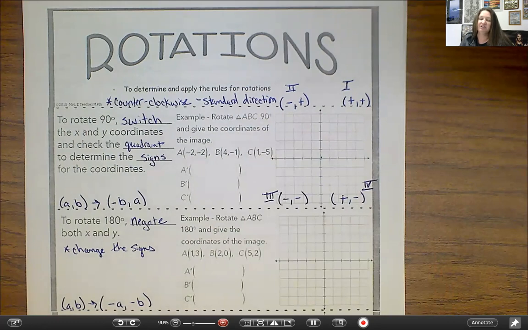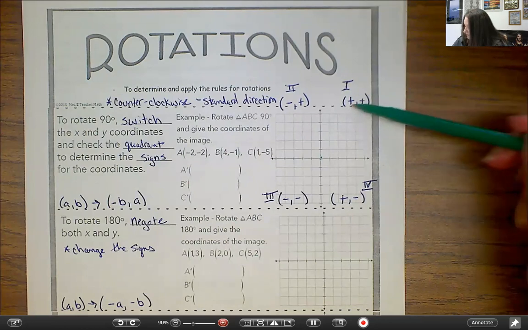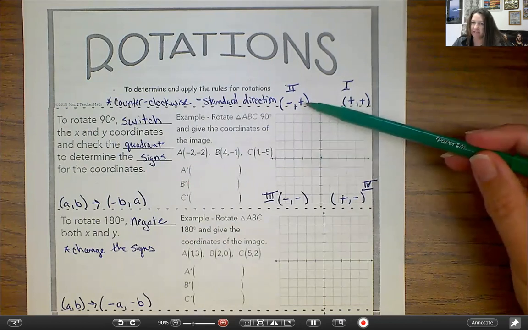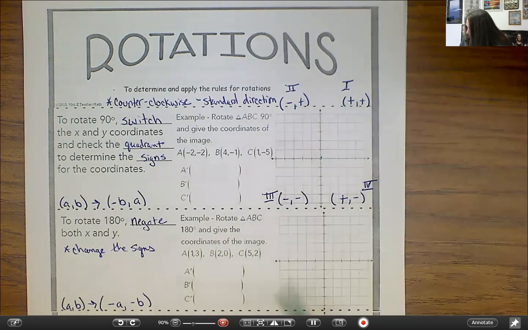Now, the other thing I want you to pay attention to is the signs of your coordinates in each of your quadrants. If you have a point located in the first quadrant, the x-coordinate's positive, y-coordinate's positive. But any point that you move to in your second quadrant is going to have a negative x-coordinate and a positive y-coordinate. In the third quadrant, your x-coordinate's negative and your y-coordinate's negative. In the fourth quadrant, the x-coordinate's positive, but your y-coordinate is negative. Always check to make sure your signs match up once you have your construction complete for a rotation.